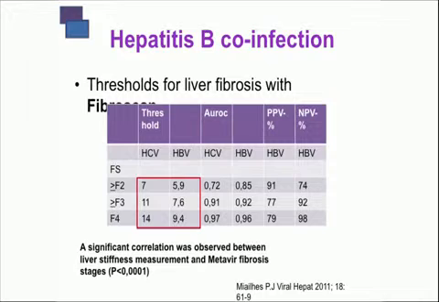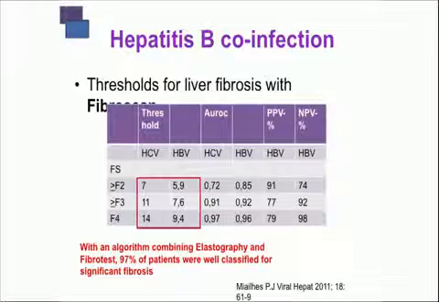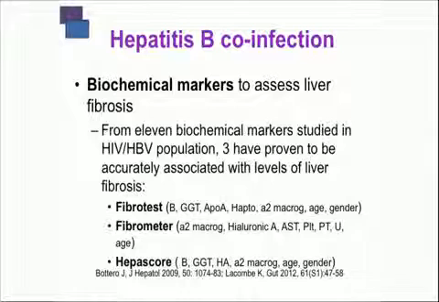And the conclusion was that a significant correlation was observed between liver stiffness measurement and METAVIR fibrosis. And another conclusion is that with this algorithm that combines the FibroScan and the biomarker that I'm talking about later, 97% of patients were well classified. So it seems that combining FibroScan with another serum marker could be a good idea to avoid liver biopsy in any situation where it is not possible to do it.